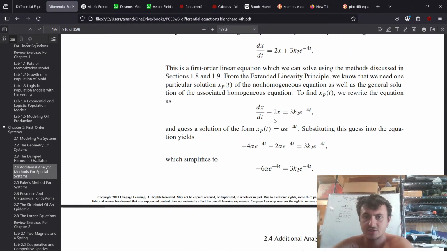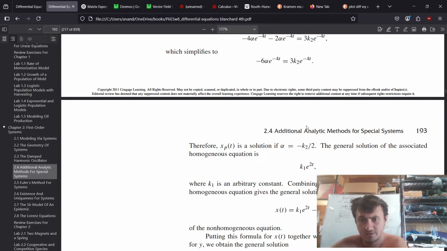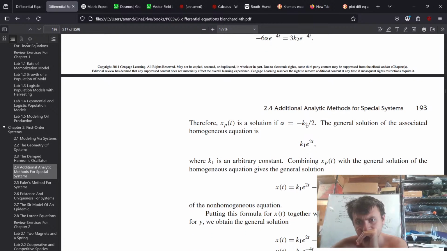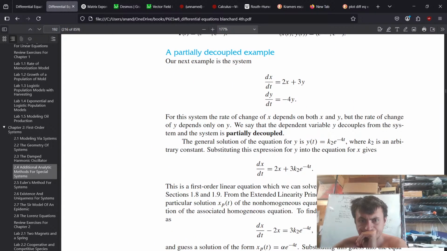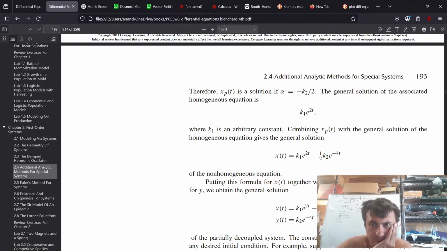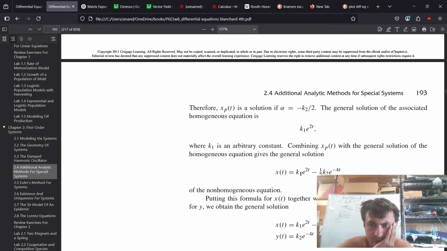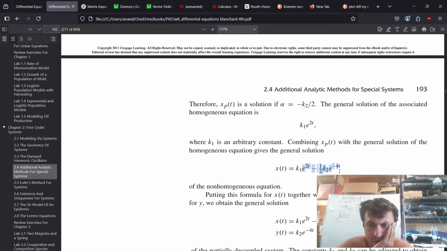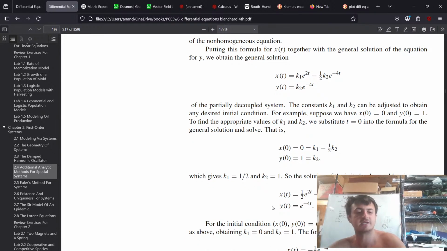they're just like, look, it's dx dt is equal to 2x, so that's clearly k1 e to the 2t. But what is k2? Okay. Okay, there we go. That's the full solution. All right, that makes sense. That wasn't that hard, but it did take a second.